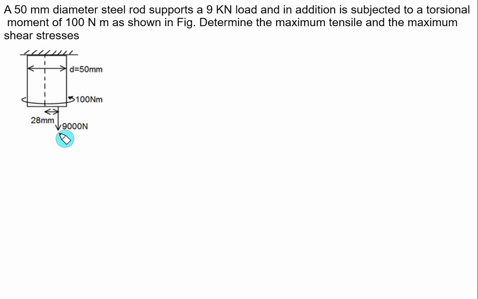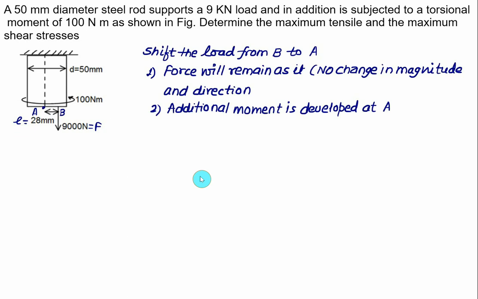Therefore, you have to shift this force so that you will get one axial load passing through the axis and one bending moment will be produced. So let's call this force F. Let's say this length is L, and we want to shift this load from point B to point A. Whenever the line of action of a force is changed, the force shifted to point A will be as it is, with no change in magnitude and direction. So the same force F we can show at point A.